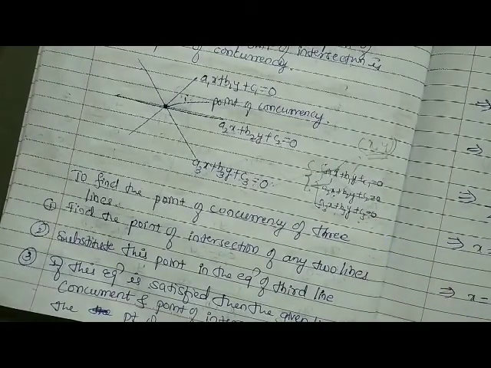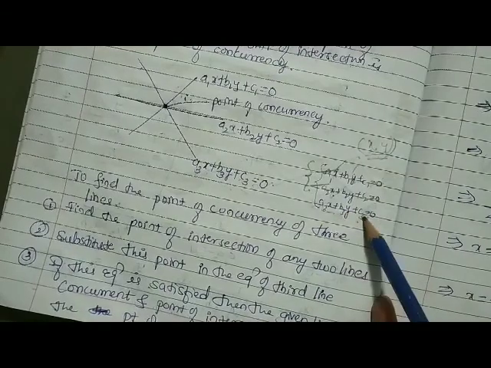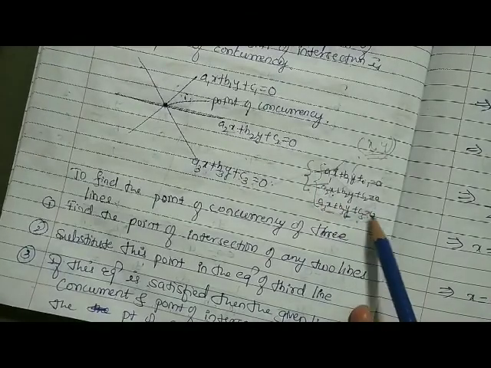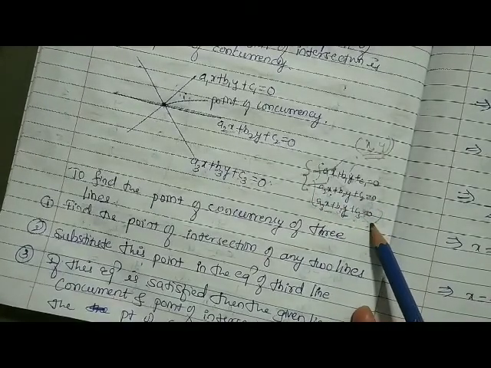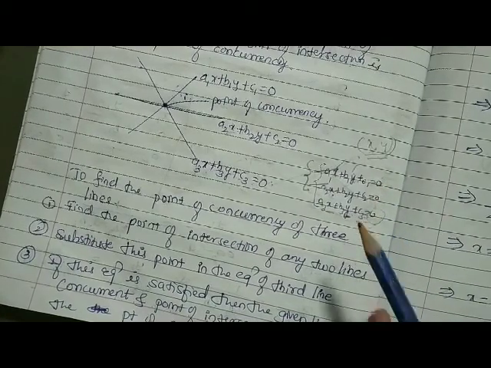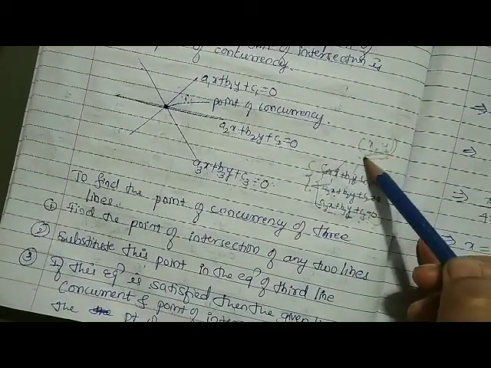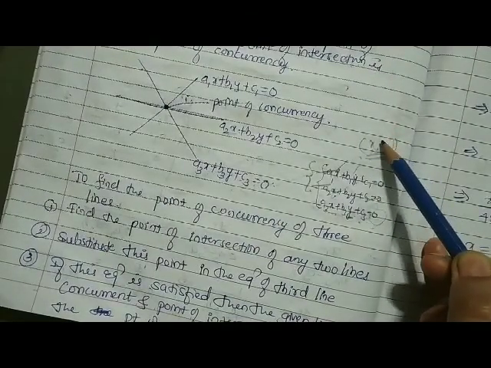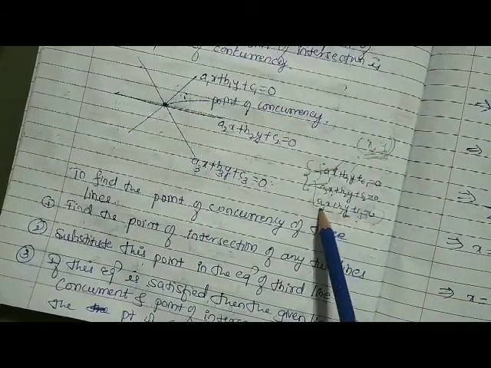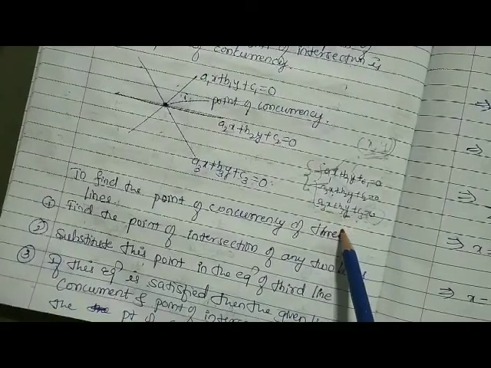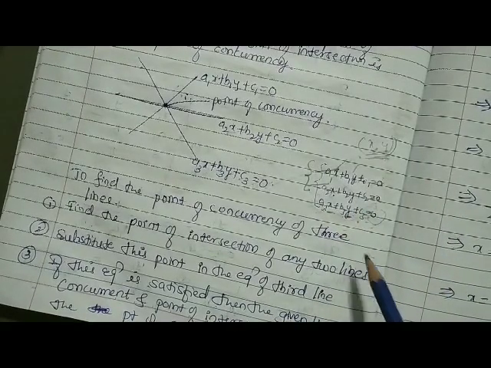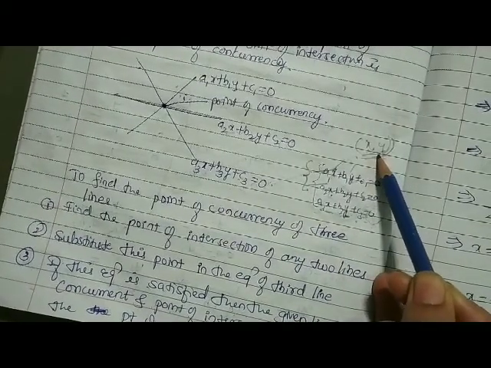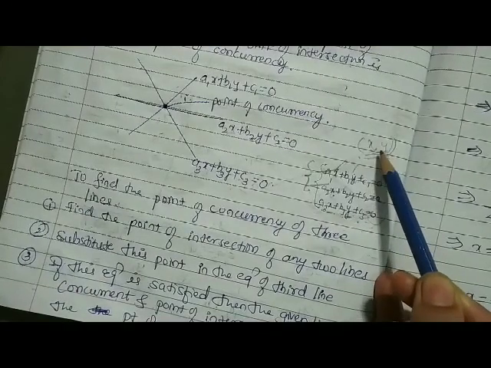Okay, so step number 3: you have substituted x and y in the third line. If LHS is equal to RHS, then we say that the given lines are concurrent, and that point of concurrency is nothing but this one only. If this equation is satisfied by that point, then the given lines are concurrent, and that point of intersection is called the point of concurrency.